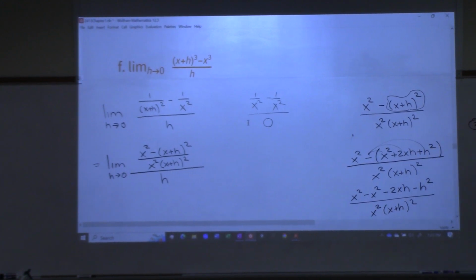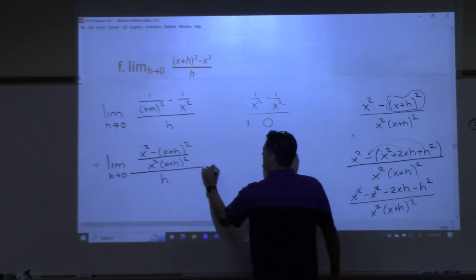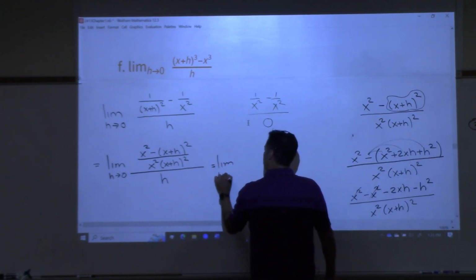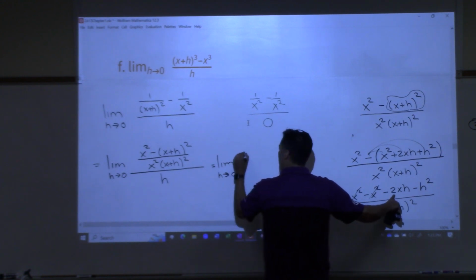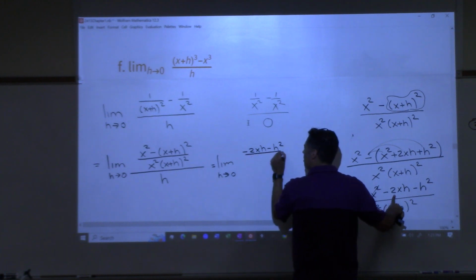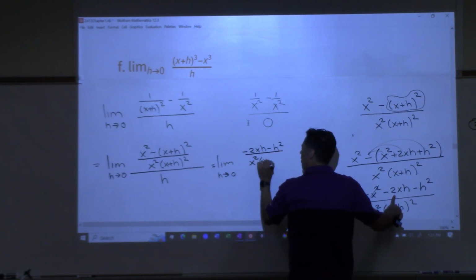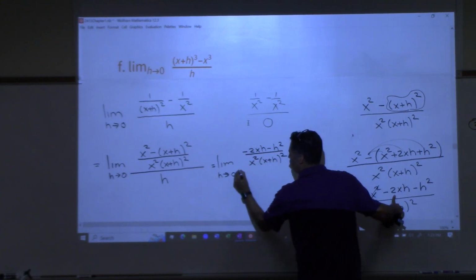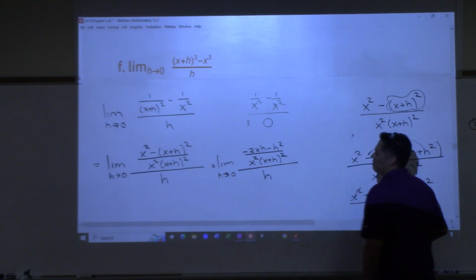like that. Still good? Yes? You asked about it, right? Okay. So these go away. And so now here's where we are. Limit h goes to 0. I have a negative 2xh minus h squared on top of the common denominator, x squared times x plus h, that quantity squared, all over long division bar h.